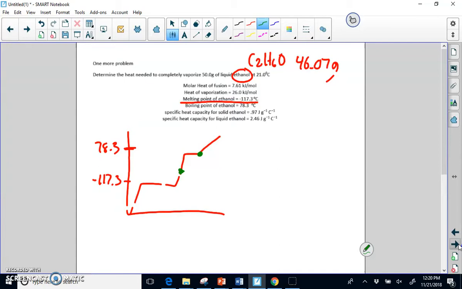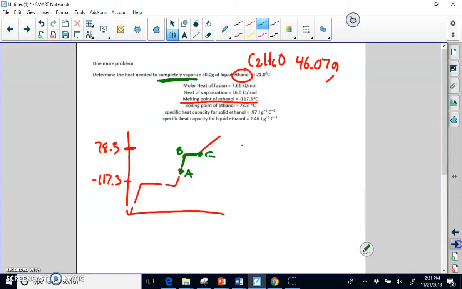So here we have 2 line segments. We'll call this A, B, and then C. So we have to calculate the heat to go from A to B, and then the heat to go from B to C. It's important that completely vaporized, which is the hard part here, is the point at the end of when it stops being flat, because that's when it's completely turned into a gas.